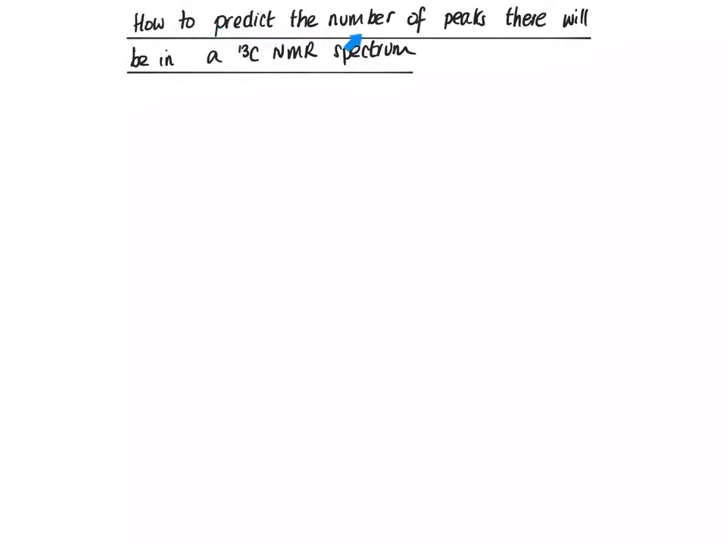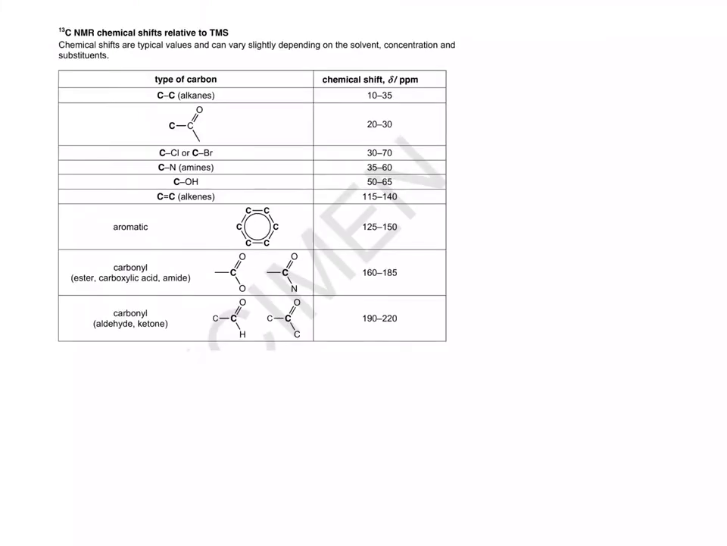How to predict the number of peaks there will be in a carbon-13 NMR spectrum. So in the exam, you'll get a table that looks a bit like this that contains the carbon-13 NMR chemical shifts. This tells you that the carbon of an alkene goes between 10 and 35 ppm. A carbon bonded to an OH goes between 50 and 65 ppm. And aromatic carbons appear between 125 and 150 parts per million.